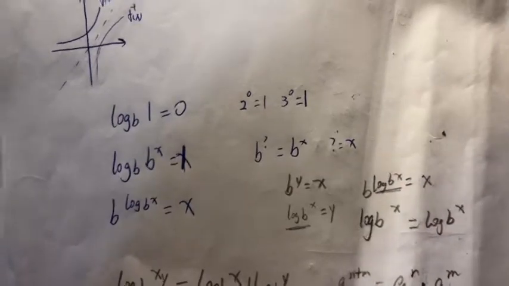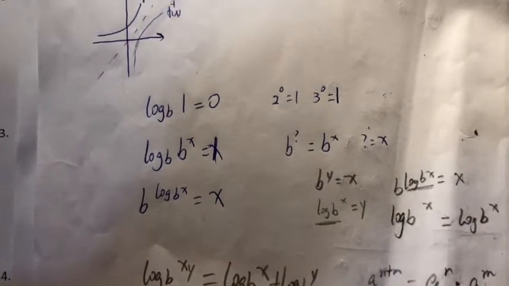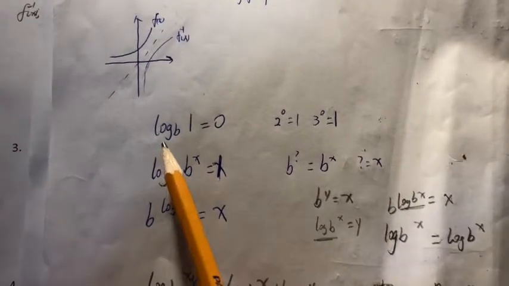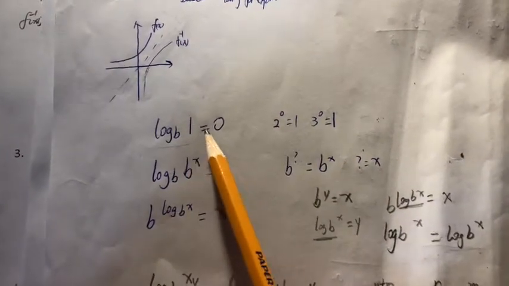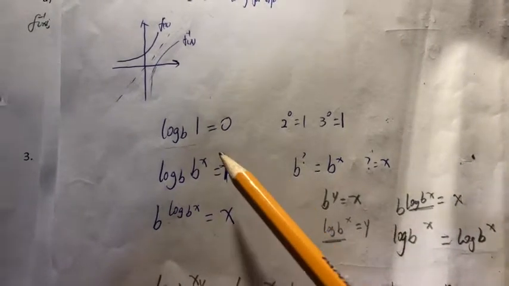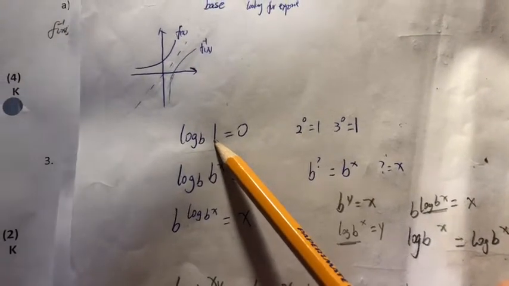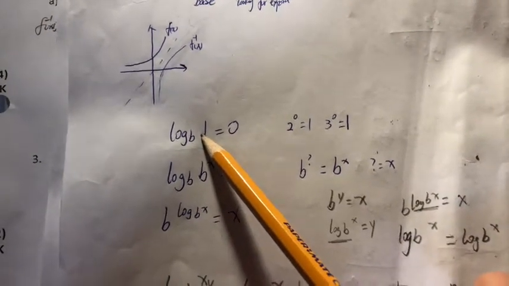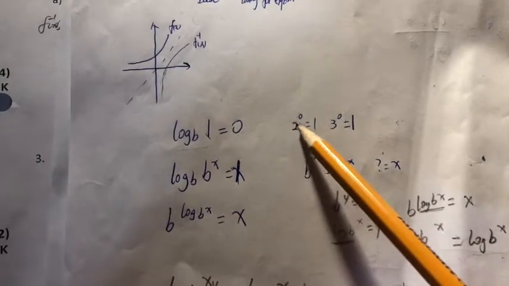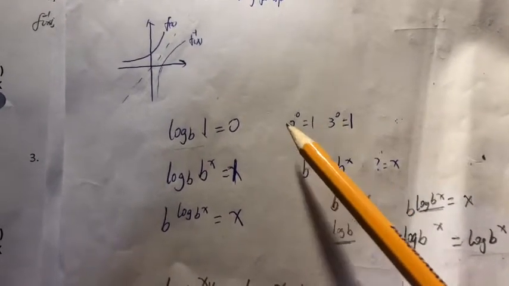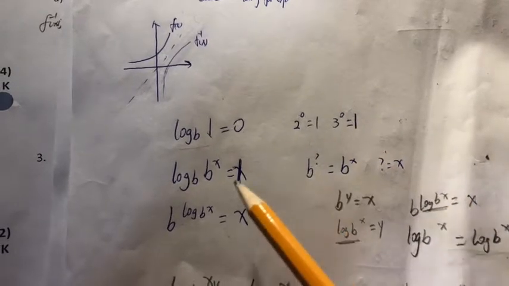There are some properties that will be useful during calculation. The first one is log base b of 1 is always equal to 1. Think about it in another way. Any base, okay, and the final result is 1. What will the exponent be? It's always going to be 0 because only the 0 exponent gives 1, okay?